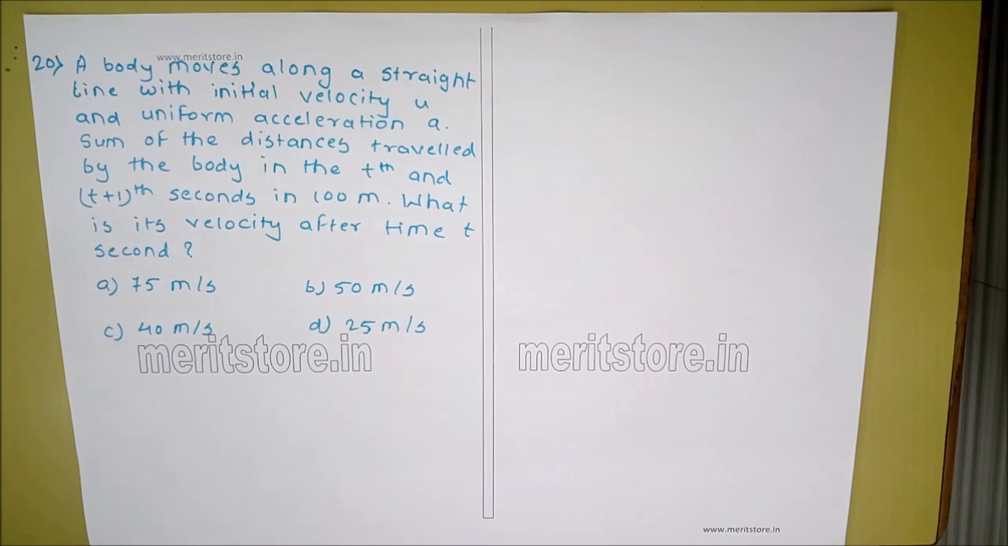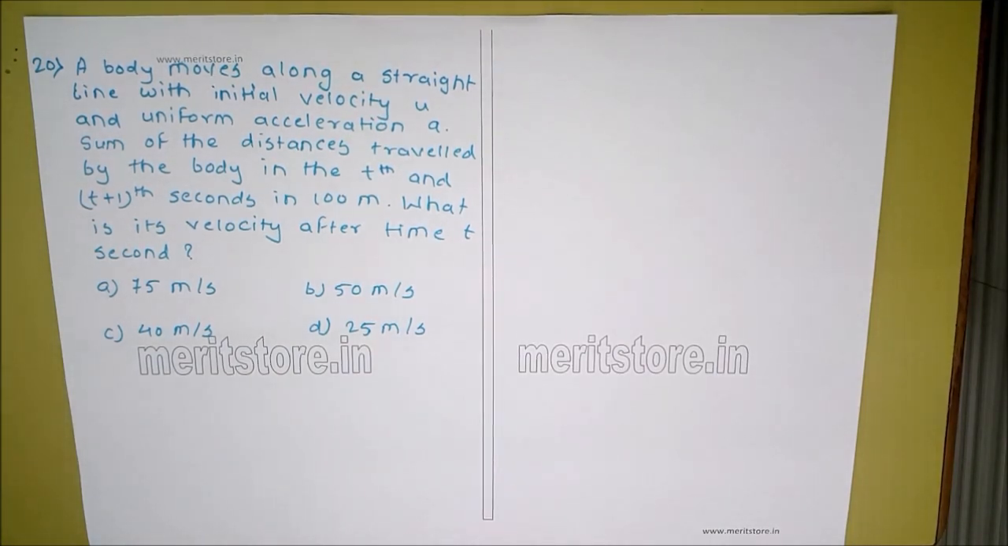A body moves along a straight line with initial velocity u and uniform acceleration a. The sum of the distances travelled by the body in the tth and the t plus 1th second is 100 meters. What is the velocity after time t seconds? The four options given are 75 meters per second, 50 meters per second, 40 meters per second, and 25 meters per second.